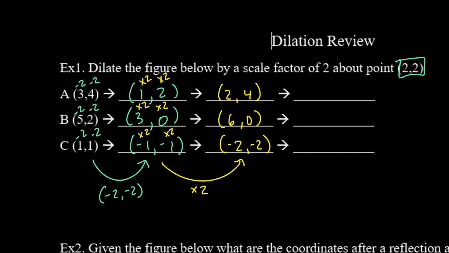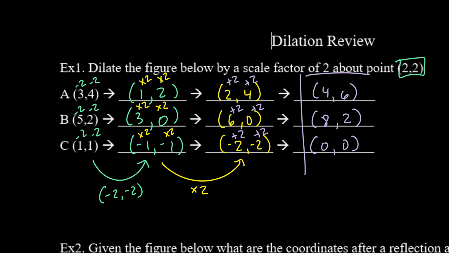Then, because in the beginning I subtracted the point of dilation from our points, and then I dilated, now to get back to the origin, I need to add those values back on. So I add the point of dilation back. Now I'm going to add 2 to everything. So now it's going to be 4, 6, 8, 2, 0, 0. And this is my dilated shape about the point 2, 2.